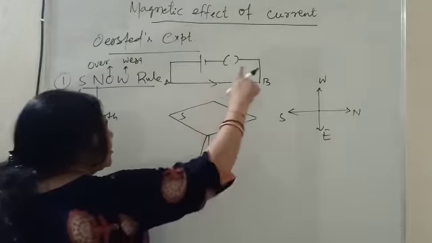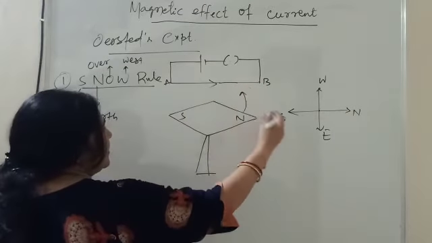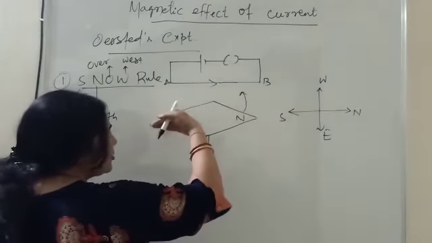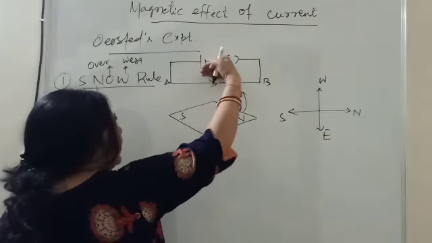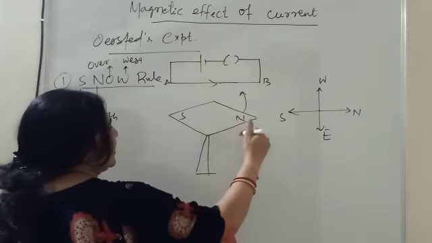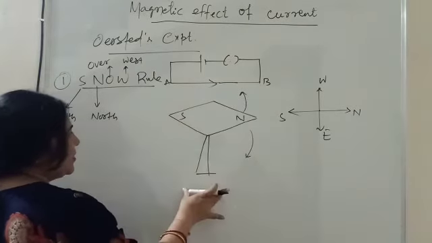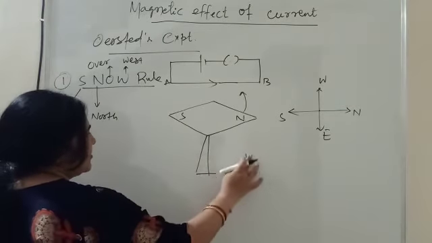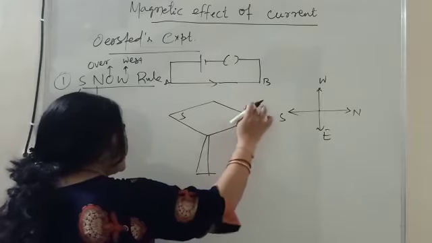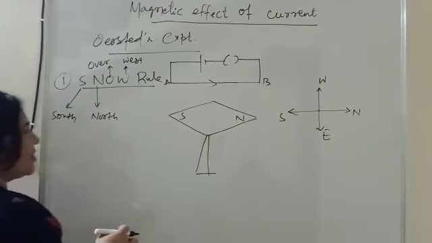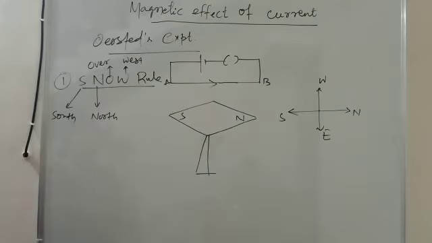Now, if I change the direction, that means if the direction of the current is from north to south and the conductor is still above the needle, in that case the deflection will be towards the east. Similarly, when the conductor is below, the direction will also change. So this is the rule to determine in which direction the north pole will get deflected.